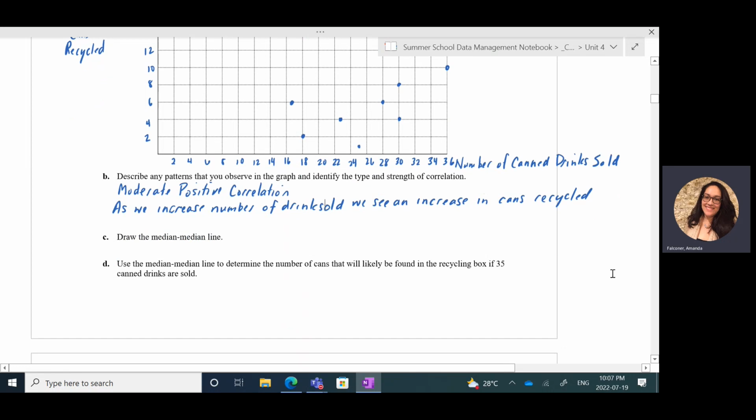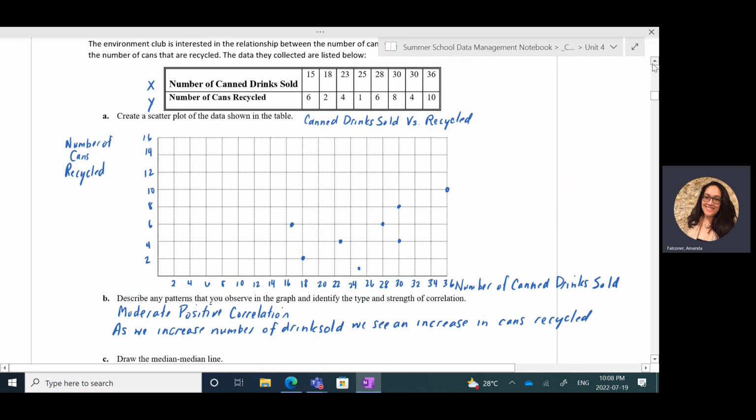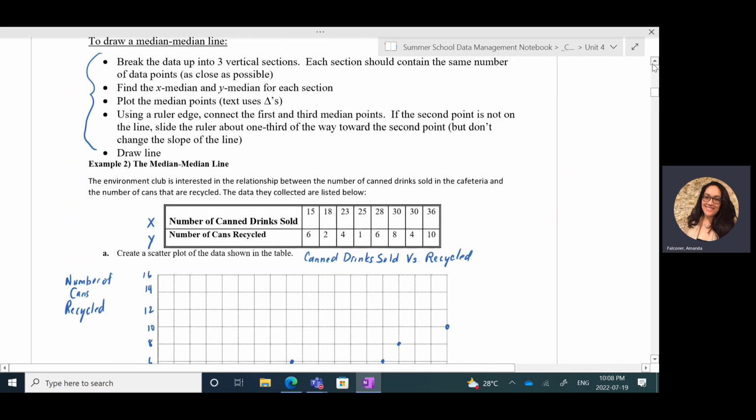Now it says to draw on the median line. So we're going to go through all these steps up here that I kind of bracketed out. So the numbers here, 15 through 36, based on the x's, they are in numerical order. So I'm going to split this up into 3 sections. It doesn't have to be perfect, but I'm going to try for symmetry here because it's 3 ordered pairs, then 2 ordered pairs, and 3 ordered pairs.